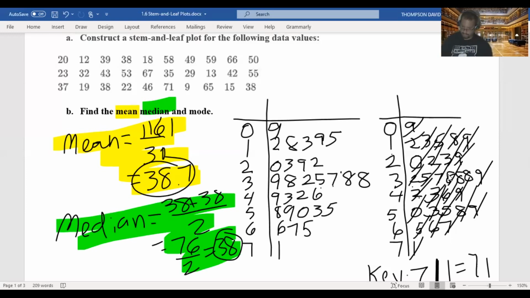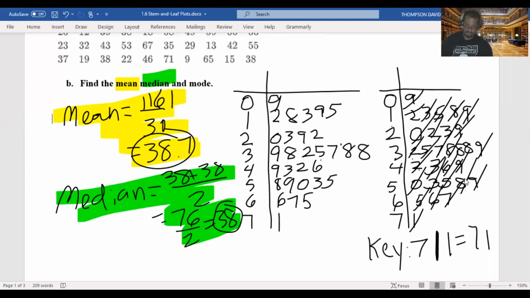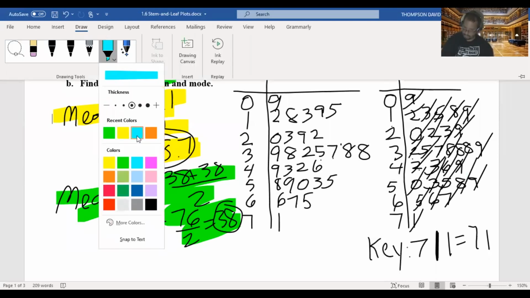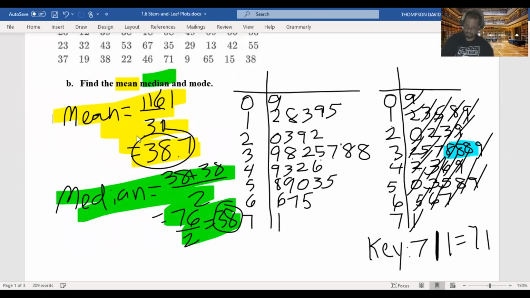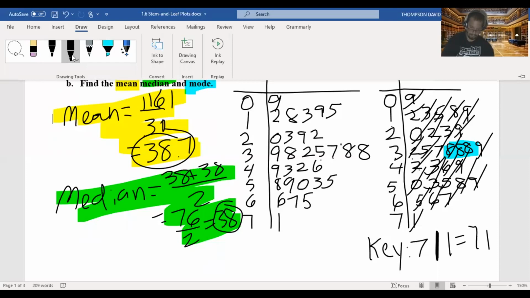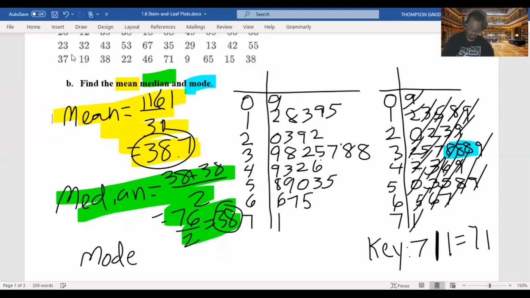The mode. Since we are in a stem plot, we can easily see the number that appears the most frequently. So that would be 38 for our mode. And we'll highlight that in blue. So our mode is 38.